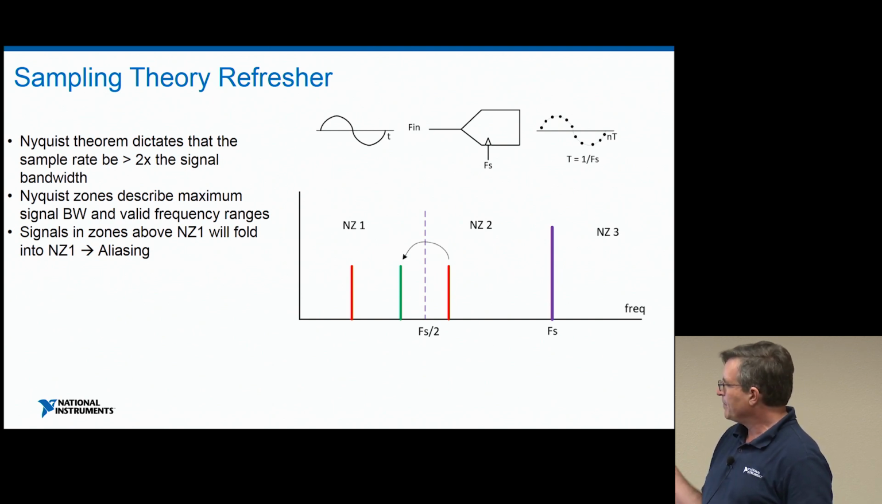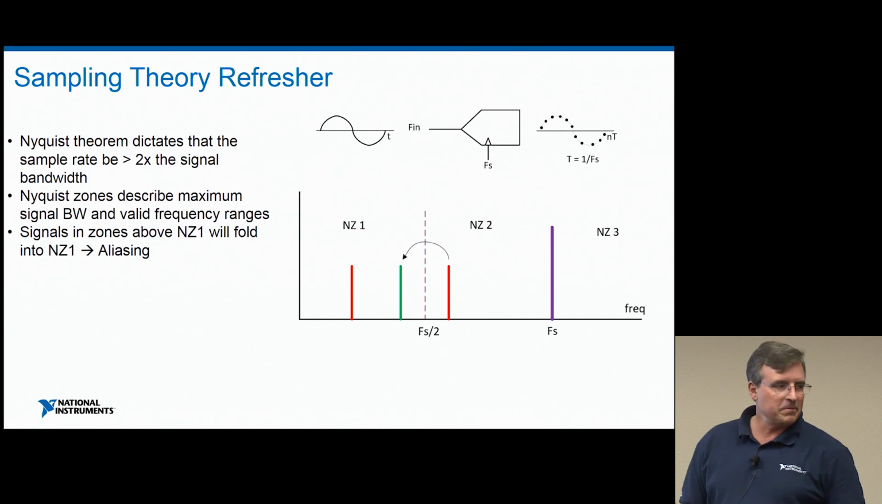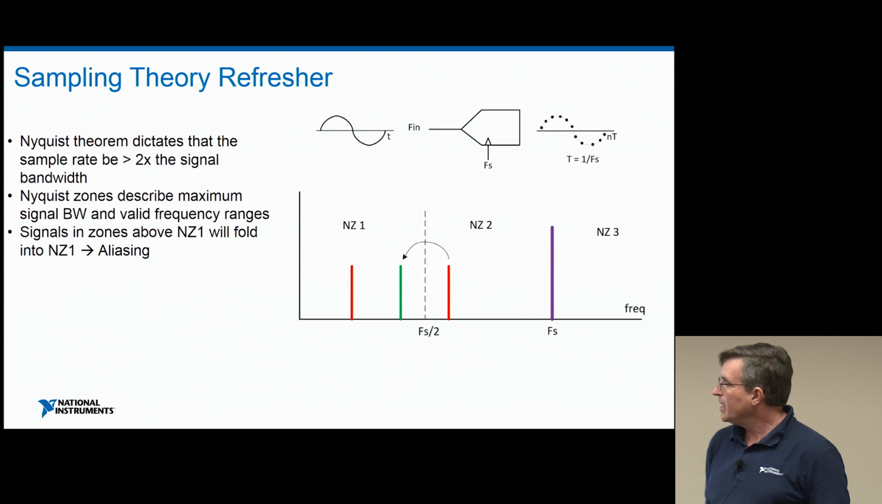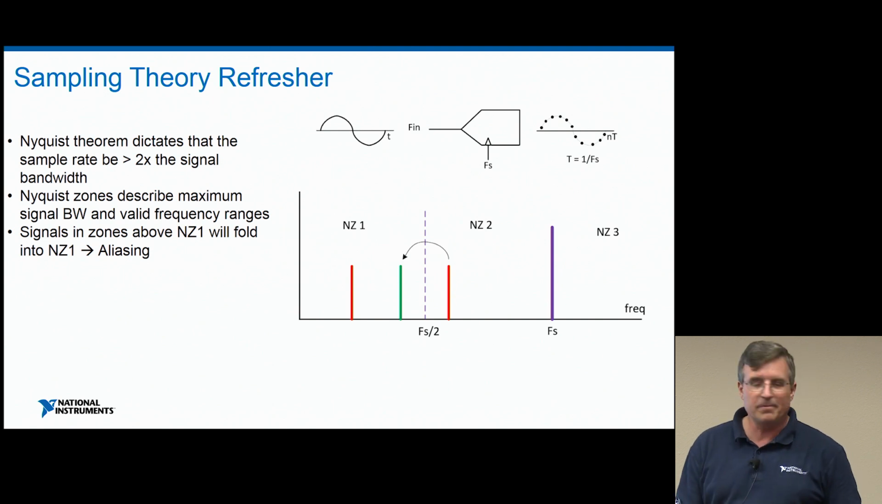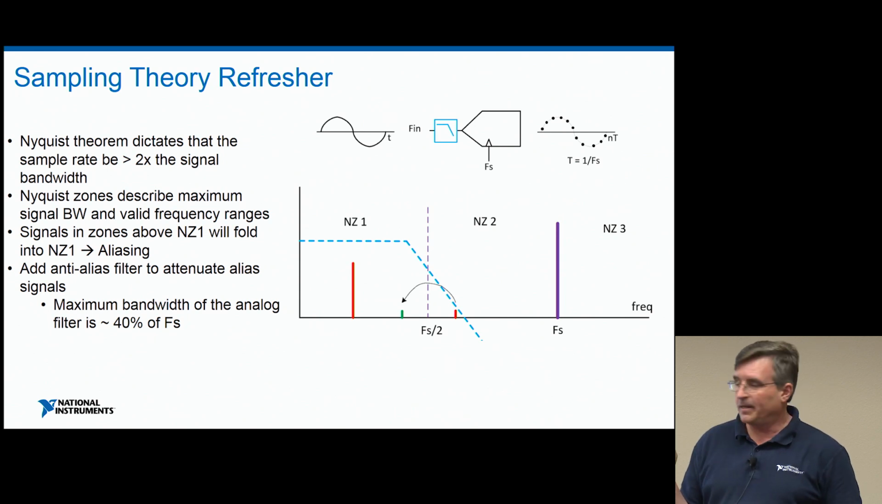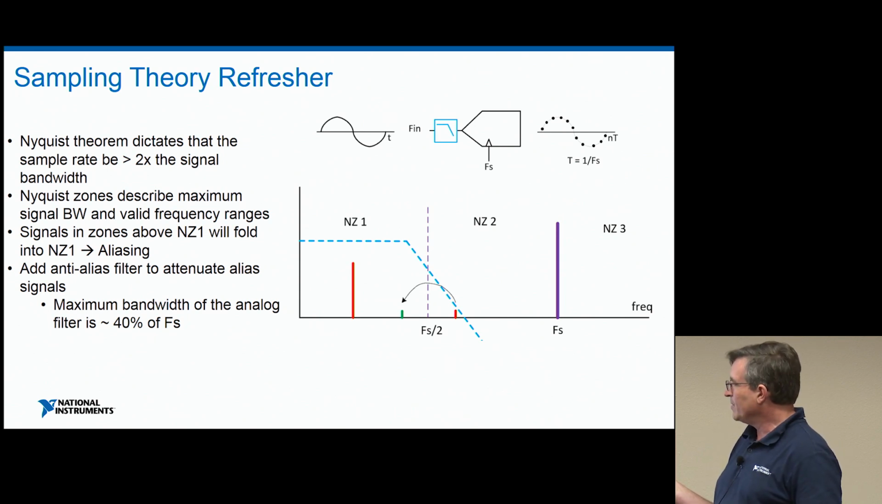We can't have energy that overlaps multiple Nyquist zones. You have to keep everything within one Nyquist zone. If you happen to do that, then you'll get what's known as aliasing. So for instance, in this case, I'm interested in operating in Nyquist zone 1, but I happen to have something in Nyquist zone 2. It'll alias over or fold over, and after the sampling process, it'll appear as if it is coming from Nyquist zone 1. The way to mitigate that is you add an analog filter, an anti-alias filter, to suppress those unwanted tones. But being analog, it's got some practical limitations: its bandwidth is maximum about 40% of the sample frequency.